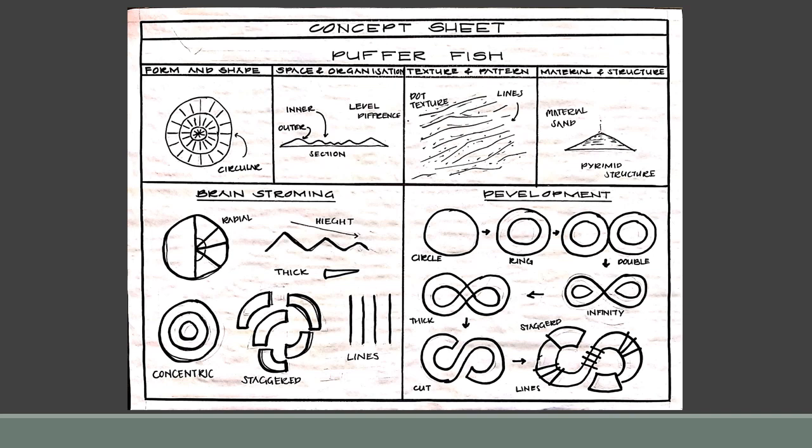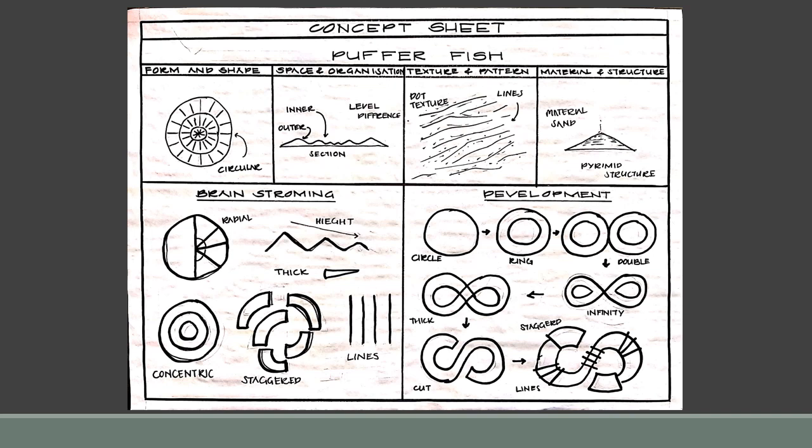So moving on to the concept sheet. We have four different types of categories to develop the concept. First, starting with the form and shape. The form and shape of the pufferfish circles are usually circular, and the space and organization is different as they are organized with different radialism and circularism, and they have level rises. The texture of this is usually sand, so they have a fine porous texture, and the material is sand, so you have different types of sand mixed in that.